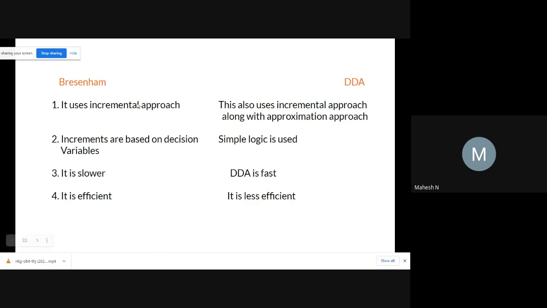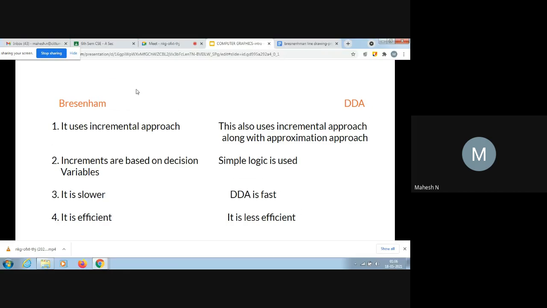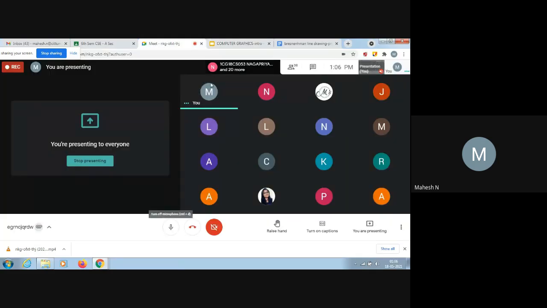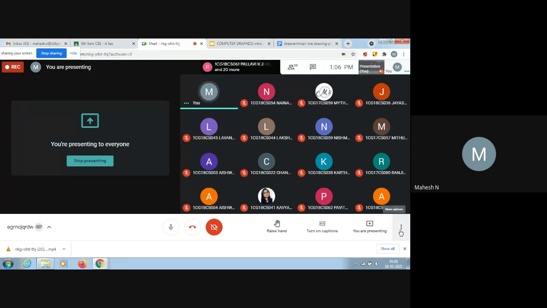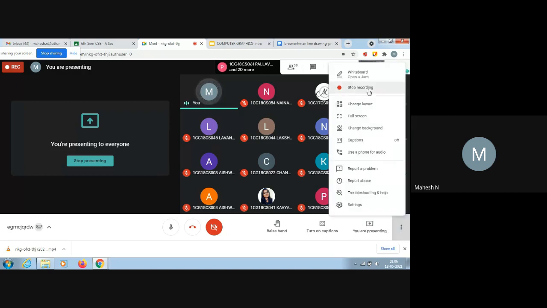Okay, right? And coming to efficiency, obviously Bresenham is more efficient compared to DDA, because DDA used approximation approach, which was not a justified approach. Okay, right? So yes, this was about discussing this digital differential algorithm and Bresenham's line drawing algorithm. Right? So PPT is there.